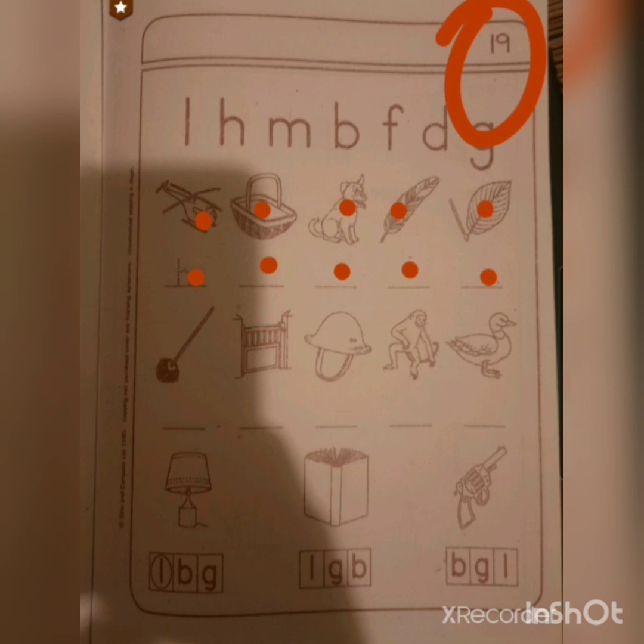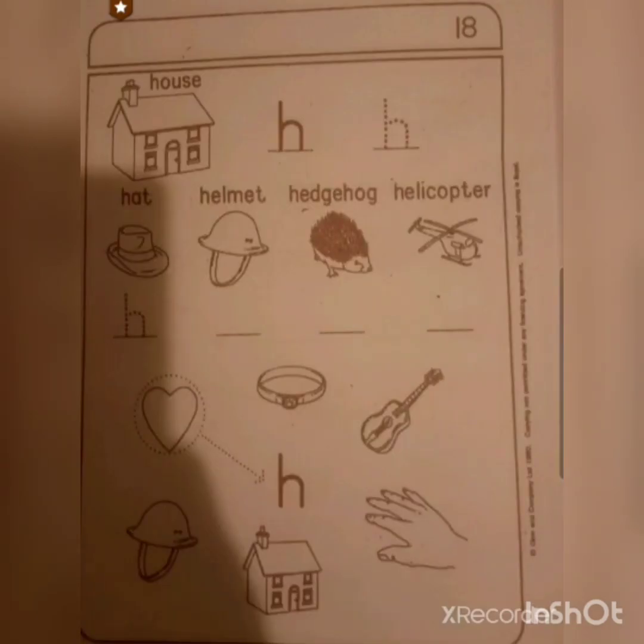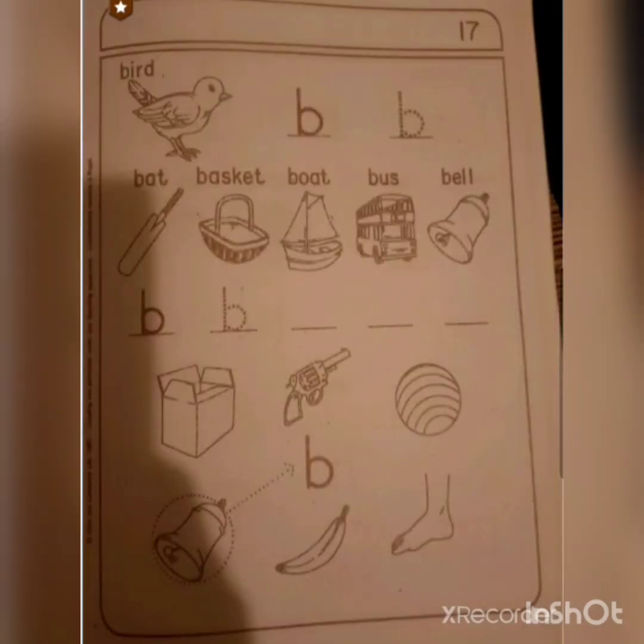Now the next activity is on the last line. They have given you 3 pictures, lamp, book, gun, and they have given you 3 letters with each picture, and you have to circle the correct letter, like L lamp, B book, G gun. So this is your work for today. You have to write these 3 pages of your Kin workbook, plus you have to read the story Ben and Lad. Thank you.